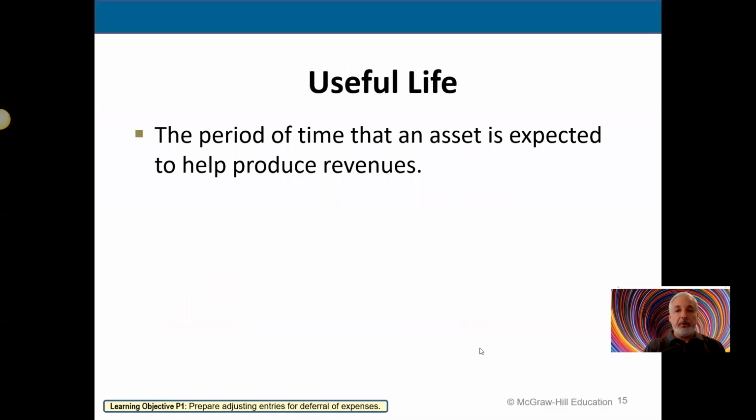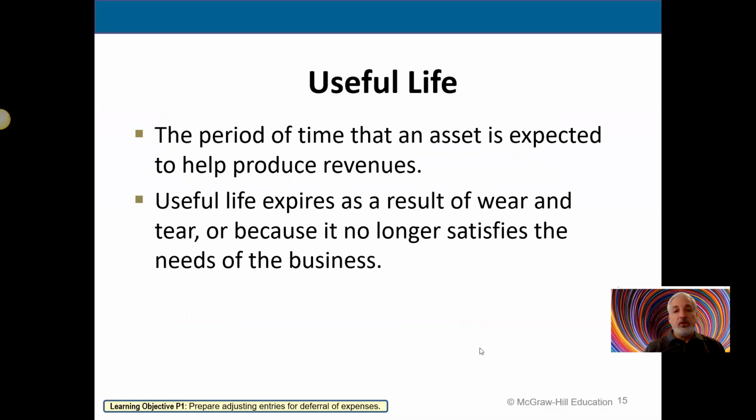So we said useful life is the period of time the asset is expected to help produce revenues. That building will last, that car will last. Useful life expires as a result of wear and tear or because it no longer satisfies the needs of the business. So even though we might have a patent, and the legal limit on a patent is 20 years, in intangibles it's called amortization, not depreciation. Amortize that for 20 years.